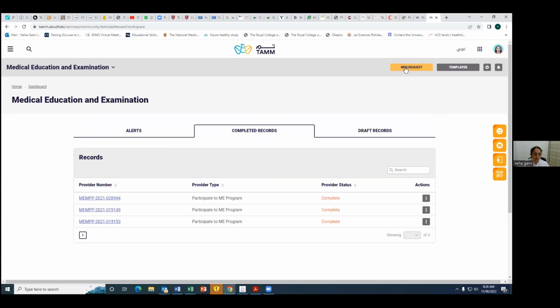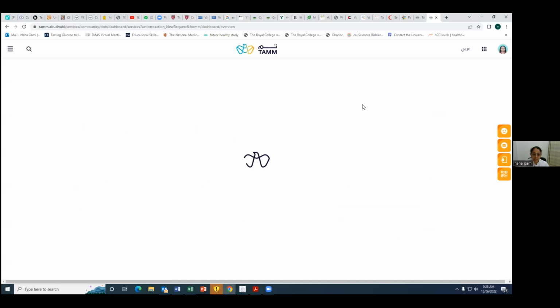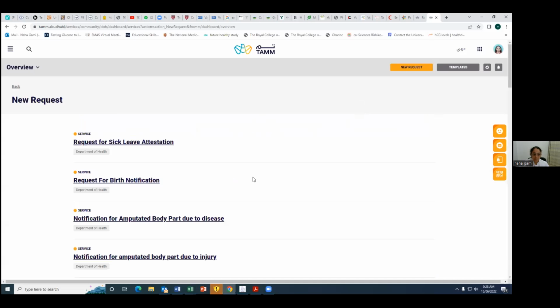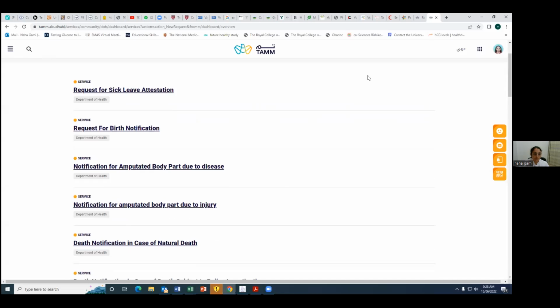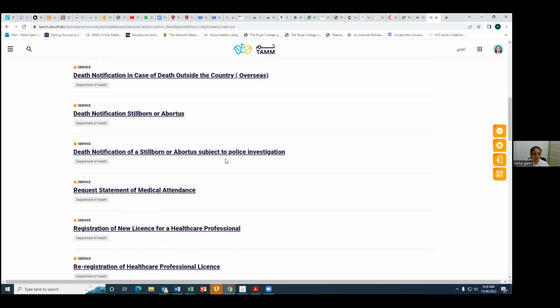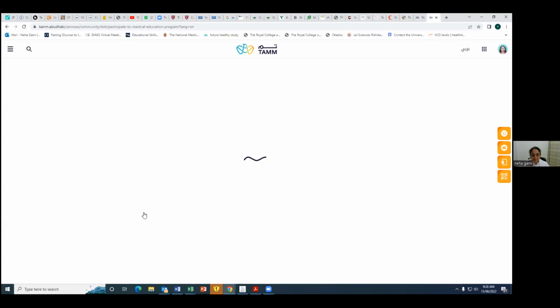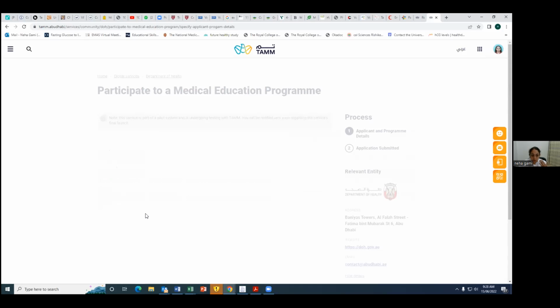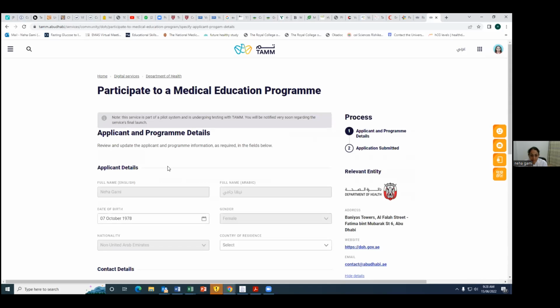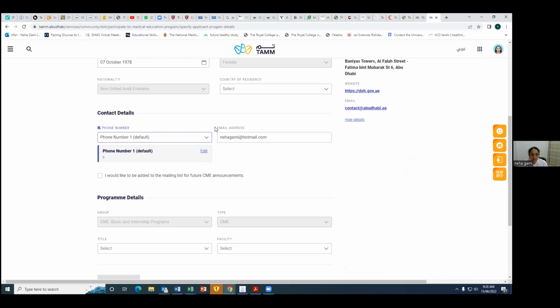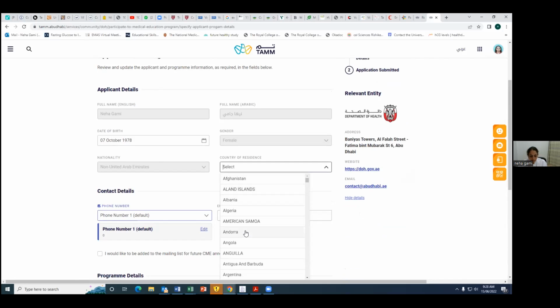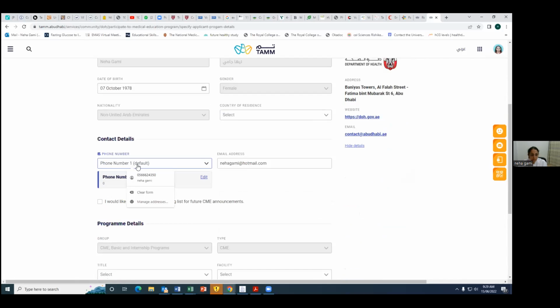And here on the top, you can see a new request. So you click on new request. And then here, you go down. You will get a request to participate in a medical education program. When you click on this, it will then take you to the topics or the sessions that you have attended, and it's all the topics that have been accredited by DOH. So you have to first complete your details, check your name, and so on. You go to the country, phone number.